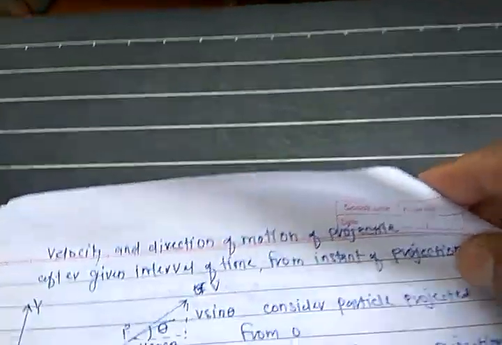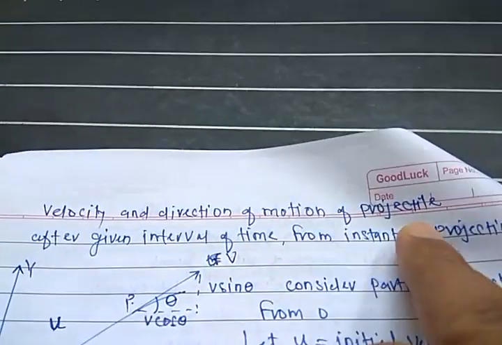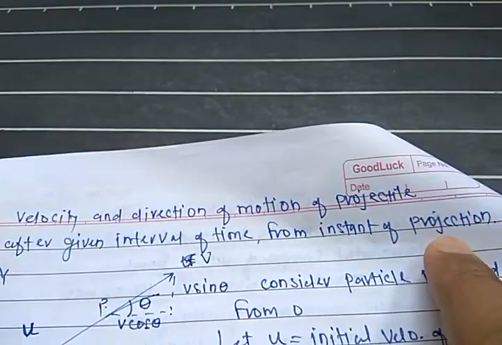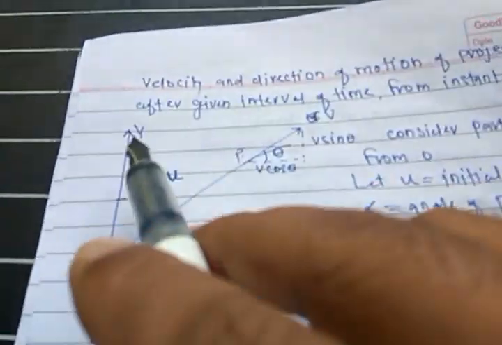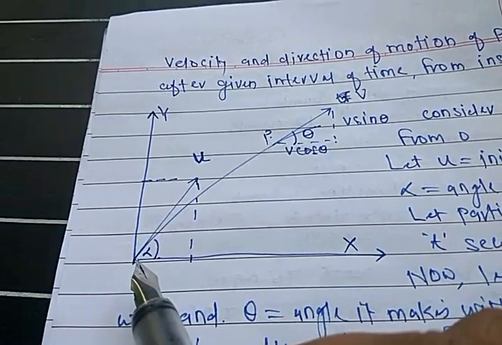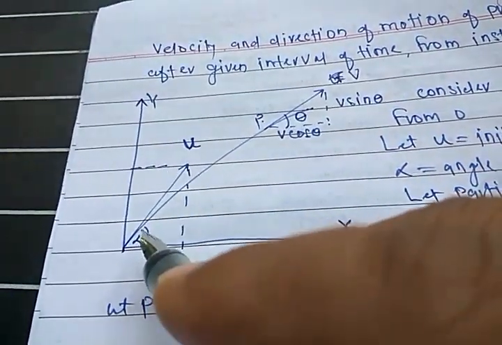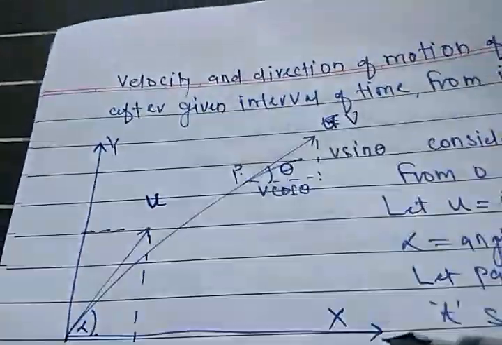Hello students, now we will see velocity and direction of motion of a projectile after a given interval of time from the instant of projection. Okay, for this let us understand this. So x and y, this is the point of projection, say O. From here the particle is projected with initial velocity u. It is projected making an angle alpha with the horizontal x-axis.